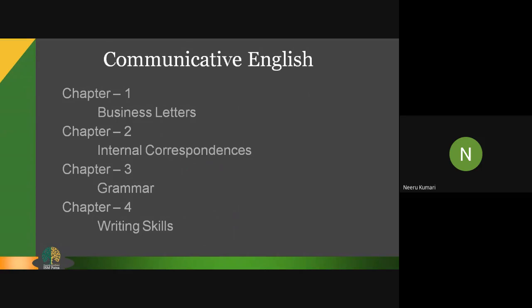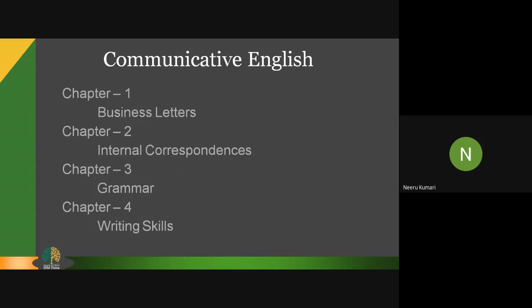So you should understand that when we talk about Communicative English, the first thing that we are going to focus on would be business letters. We are going to talk about different kinds of business letters. Of course, we are going to talk about the formal letters. Very little, or you can say nothing much, is mentioned or explained related to informal letters. So you all will have to focus on formal letters.